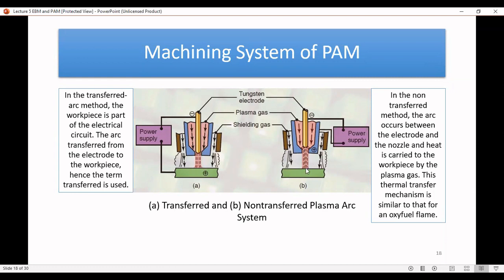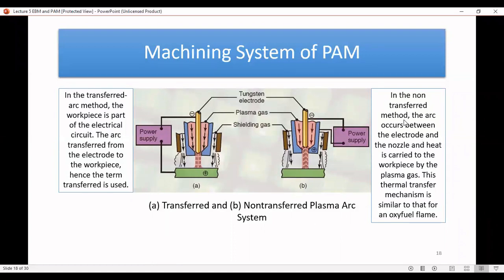For this particular system, the electrode is tungsten, negatively charged, so it's the cathode. The anode is the copper surrounding that cathode. And basically plasma gas is generated because of the high temperature. Then you push the plasma gas down to the workpiece material. And in both cases, usually you have a shielding gas around it. The purpose of the shielding gas will be discussed later on.